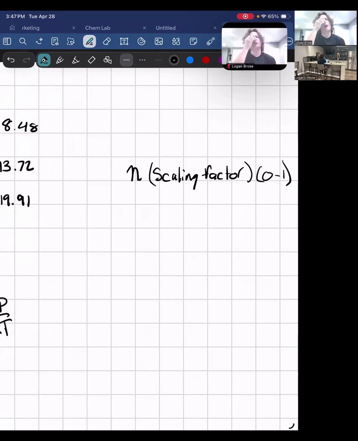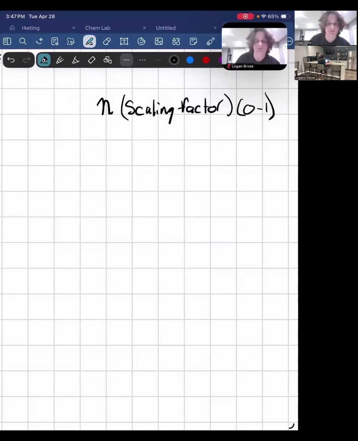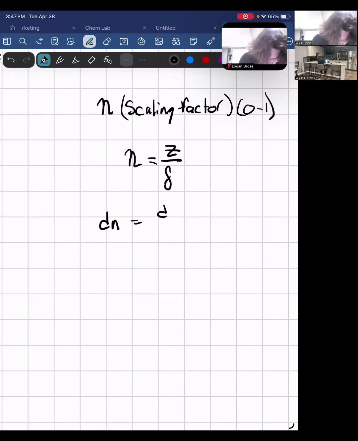And so we can write this equation as our n equals our z over our distance, right? And so we want to look at this as a differential, and we can write it as dn equals dz over d delta, right?